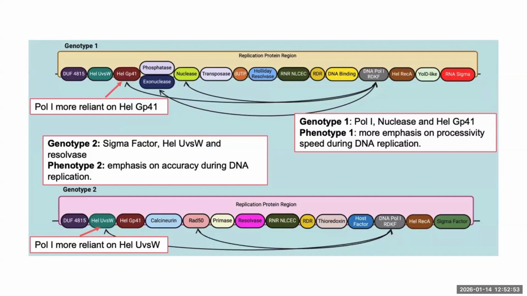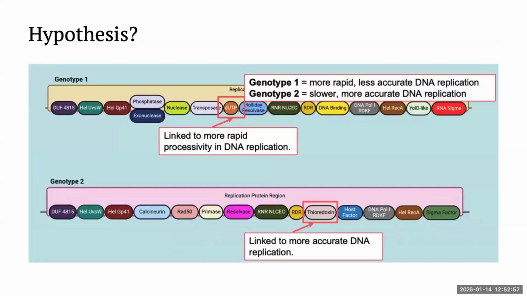So pretty much all the telltales that we're looking at, here's another example. DUTP in the first one is linked to more rapid processivity in DNA replication, and in the other, linked to more accurate DNA replication. So this is, let's do it fast and quick, and we don't care about the errors. And this is, no, let's be deliberate. Let's do it slowly, and let's replicate very nicely and make sure that there are no errors, right? So this is the market segmentation if we're doing a market basket analysis.